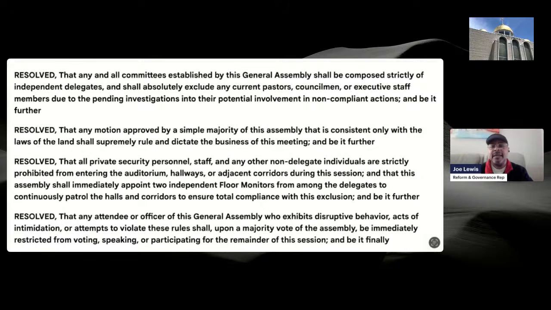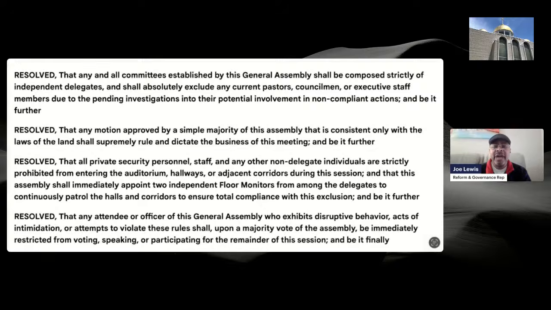The next, be it further resolved that any motion approved by a simple majority of this assembly that is consistent only with the laws of the land shall supremely rule and dictate the business of this meeting. All this is simply saying is that motions must align with the laws of the land, and that any motions that don't align with the laws of the land can be stricken. They can be overruled.